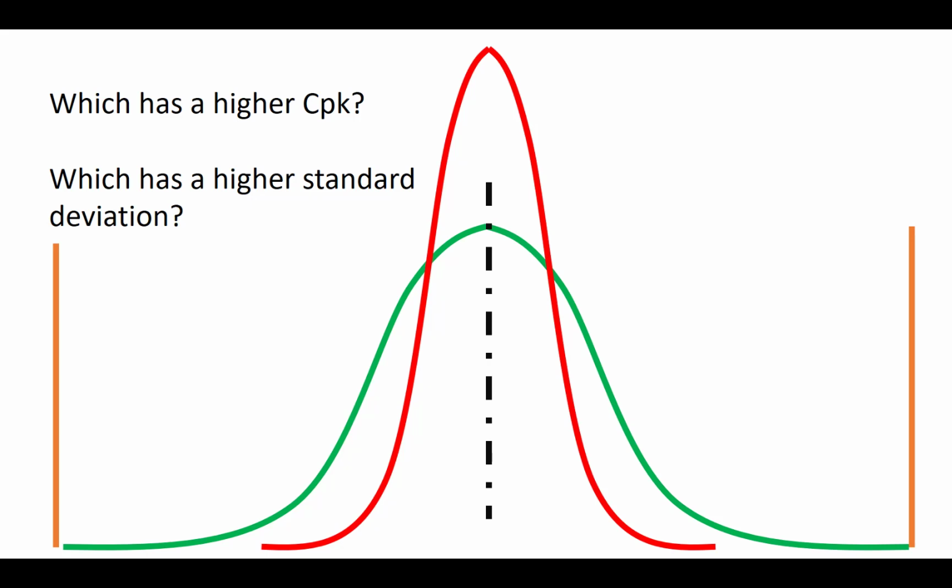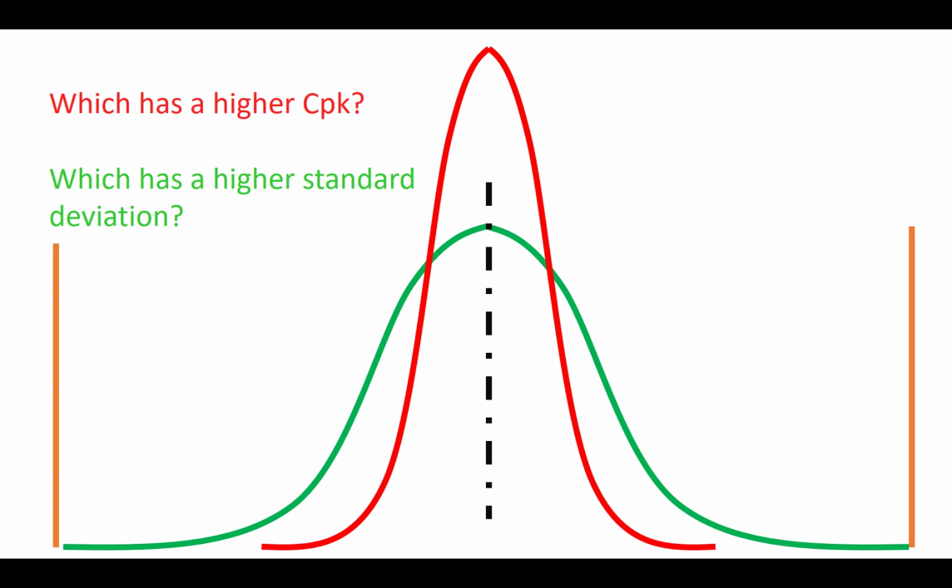All right, now a question for you. So think about what we've learned so far. Which one has a higher CPK and which one has a higher standard deviation, or are they the same? This is where I guess you pause the video if you want. So the higher CPK has a lower standard deviation, and those are the answers. So the green has a wider distribution, so it's going to have a lower CPK. The red is going to have a tighter distribution, so it's going to have a higher CPK.